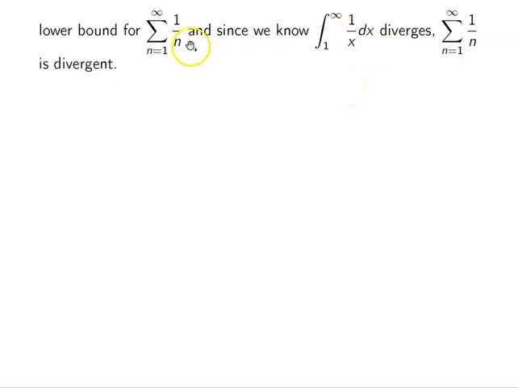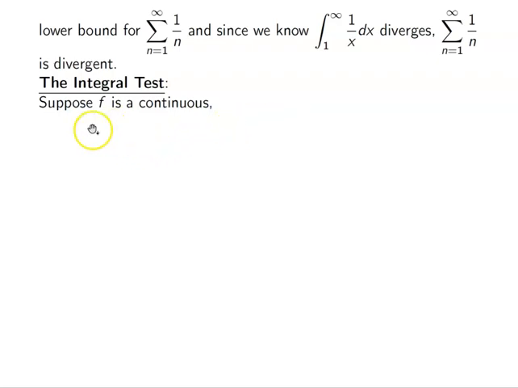That this diverges. So since my integral diverges and my sum is larger than a divergent area, that means that this harmonic series is also divergent. Okay, so that's our proof, or our demonstration, of the divergence for the harmonic series. So that brings us to the integral test.